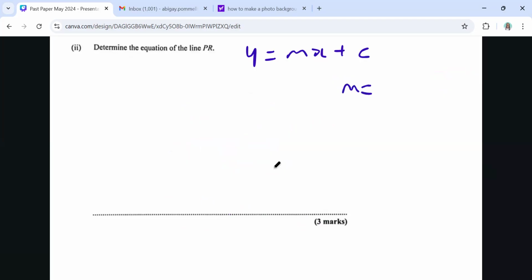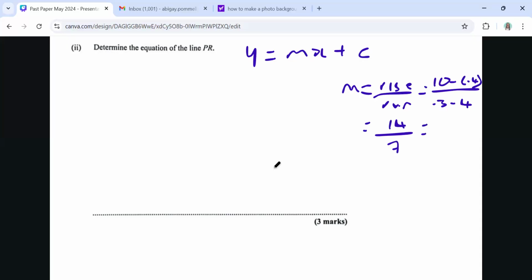The formula for the slope or gradient is always rise over run. All right, rise means y. So it is 10 subtract -4 over run, which is all of the x's, with -3 subtract 4. So we know it is 14 over -7, which gives us -2. So our m is -2.